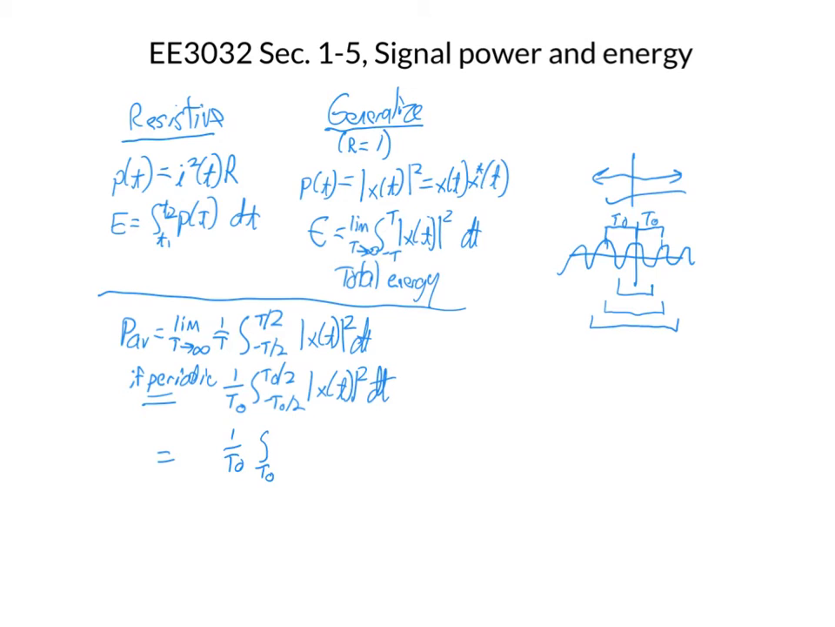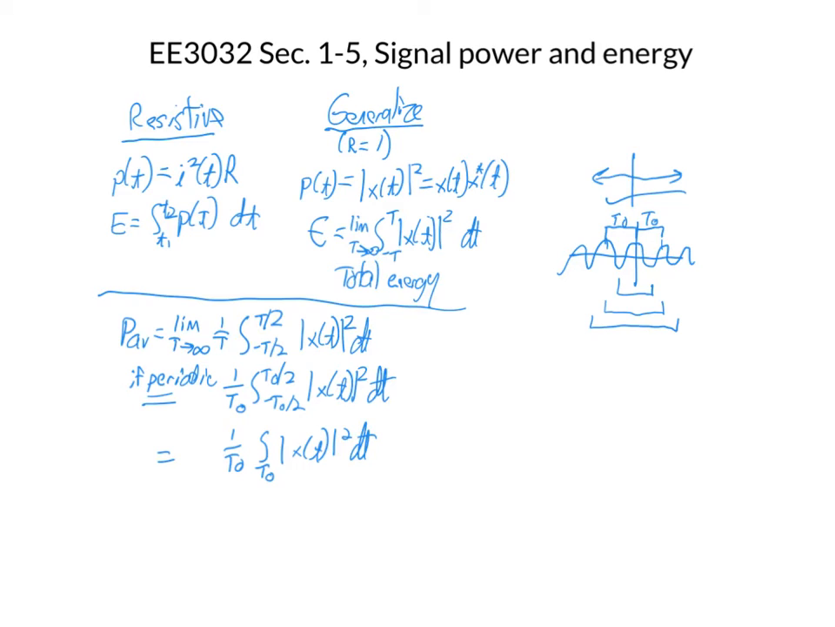So I could go from minus t0 halves to t0 halves. I could go from 0 to t0. I could go from 5 times t0 to 6 times t0, is what this notation means. So when you evaluate it, you just need to go over one period, and that period can start anywhere. So these are our simplifications for periodic signals.